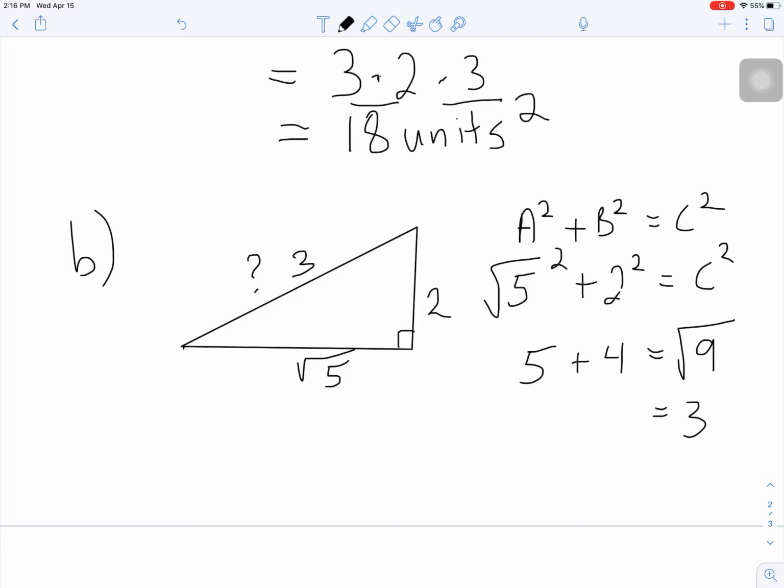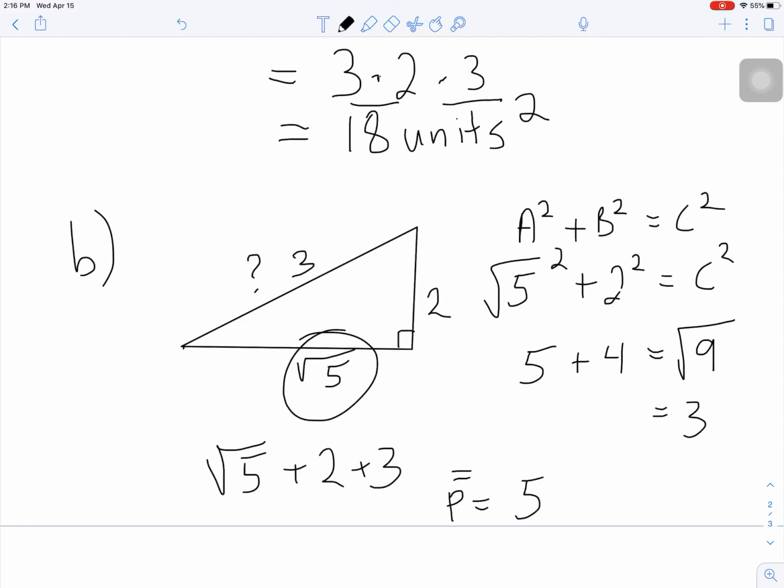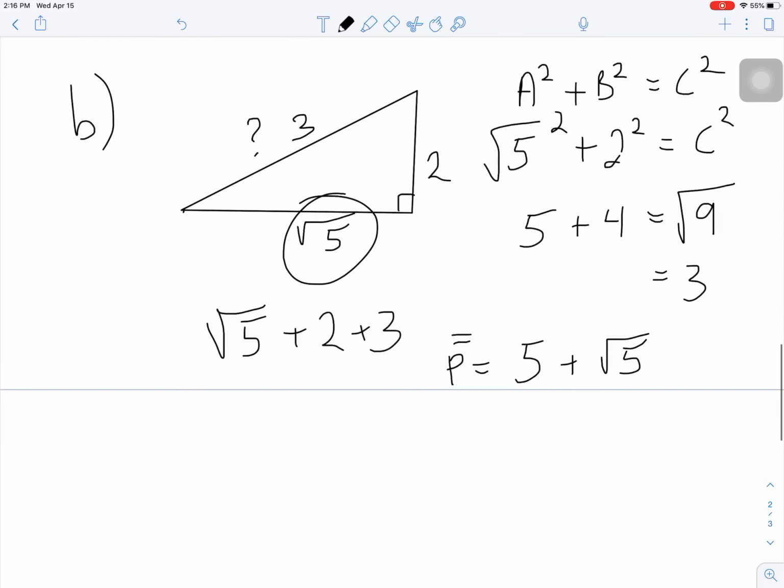So now we add that up, right? So our perimeter is 5 plus 2 plus 3. So our perimeter is, so oops, let's try writing it neat here. Perimeter is 5 plus the square root of 5.